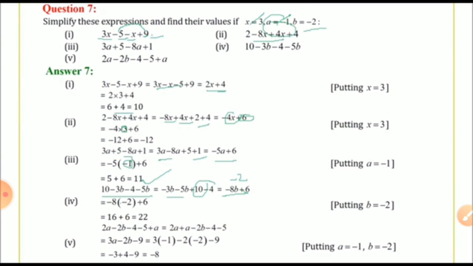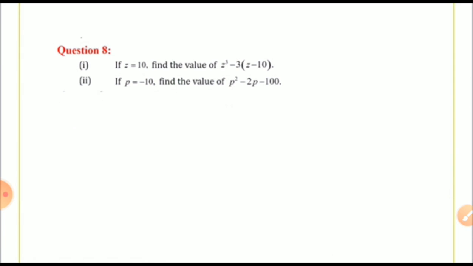Very good, beta. b is equal to minus 2. Now here a is equal to minus 1, b is equal to minus 2, because in this fifth example, both variables a and b are given. Don't be afraid about anyone. Question number 8.